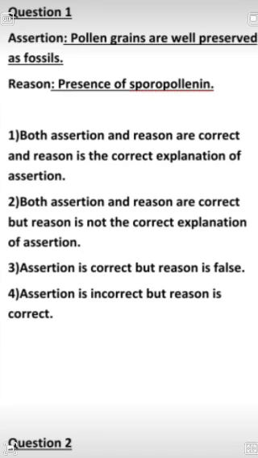Hello everyone, here are some MCQs and assertion reason type questions which I have framed from NCERT. I hope this video will be helpful for you all. So here we start with the first question.